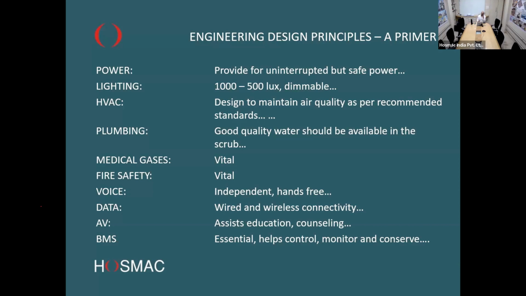And the last is BMS, which is Building Management System. Very important because we all know healthcare buildings are energy guzzlers. Within that, an operating room guzzles even more energy. So it's very important that expensive infrastructure like operating rooms, which takes up a lot of power, both in terms of air conditioning and in terms of application of medical equipment, is designed in a way where we are able to conserve power as well, which is possible only through building management systems, something that we'll speak about in the forthcoming slides.